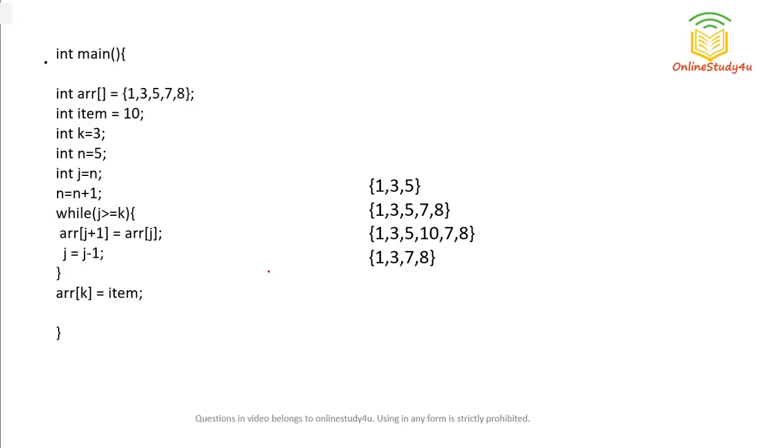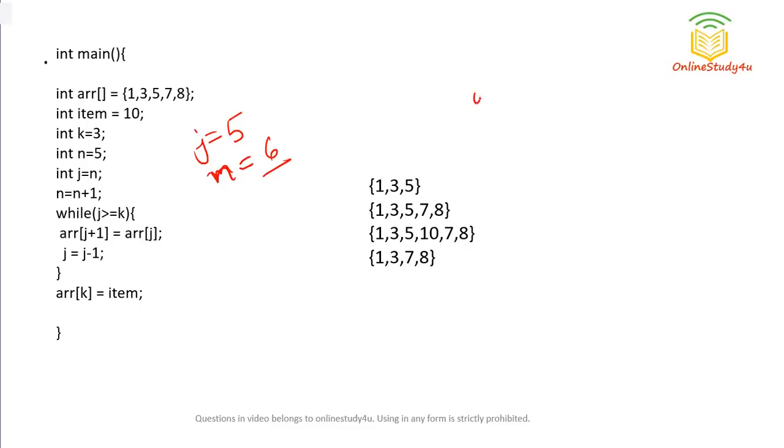Here is our next question. We have an array having elements 1, 3, 5, 7, 8, an integer item that has been set to 10, an integer k that has been set to 3, an integer n that has been set to 5, and integer j. In j we are storing the value of n, that is 5, and now we are incrementing the value of n, that is n plus 1, so that will be 6.